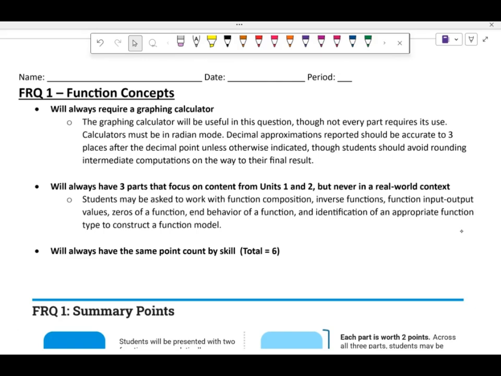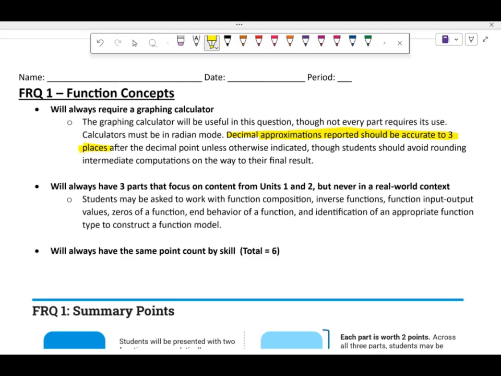How many decimal places do we need for our answers? 3, right? Right here, decimal approximation reported should be accurate to 3 places. Okay? It's the same thing I've told you all year long. Some of you still only give me 1 or 2. Get out of that habit. It won't be accepted here. 3 decimal places. Okay?